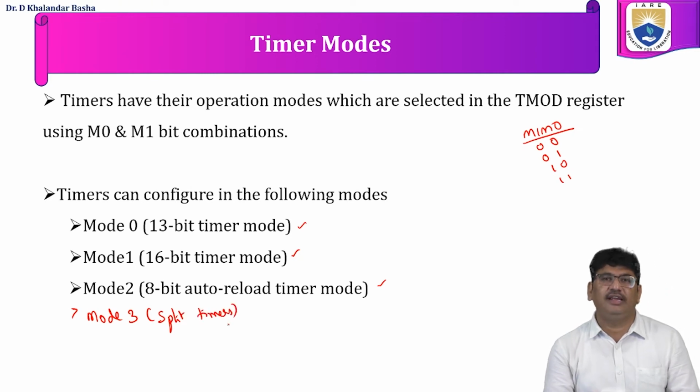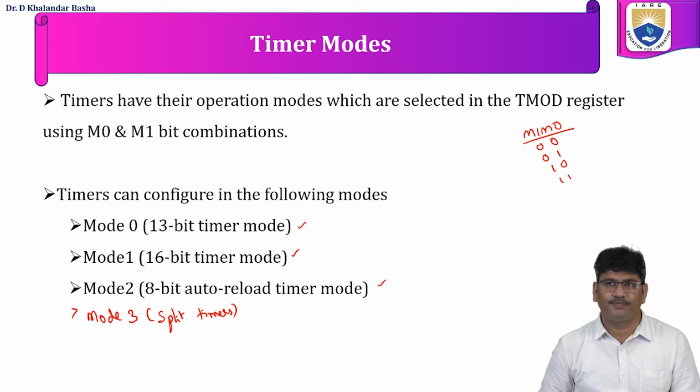Now we will see the detailed description of each and every mode of operation. What is the count and what is the maximum count we can have in each and every mode, we will see in detail.